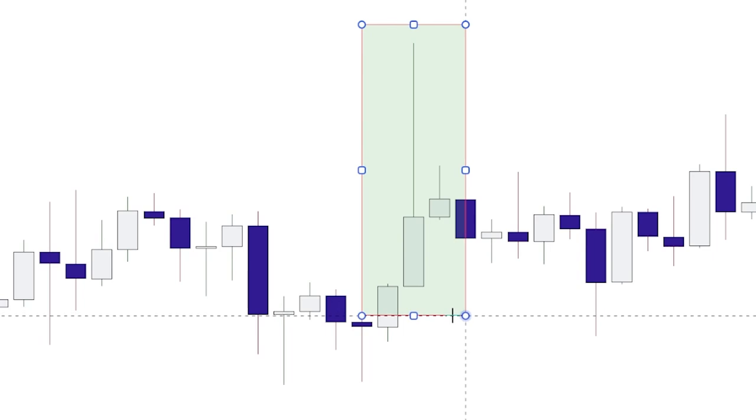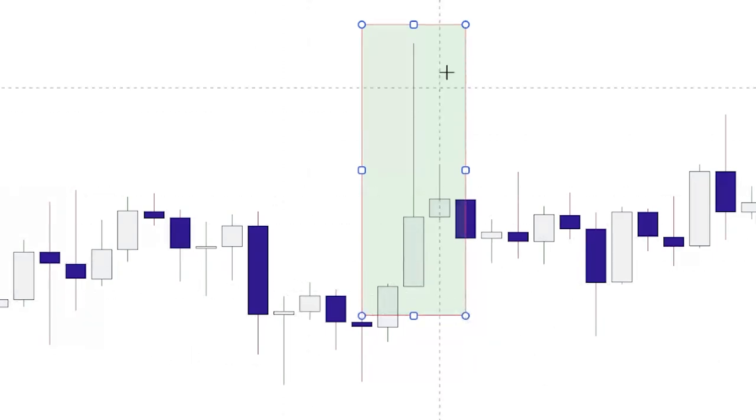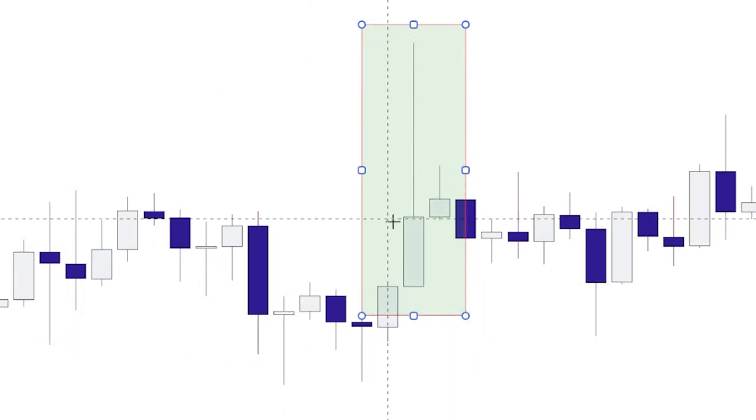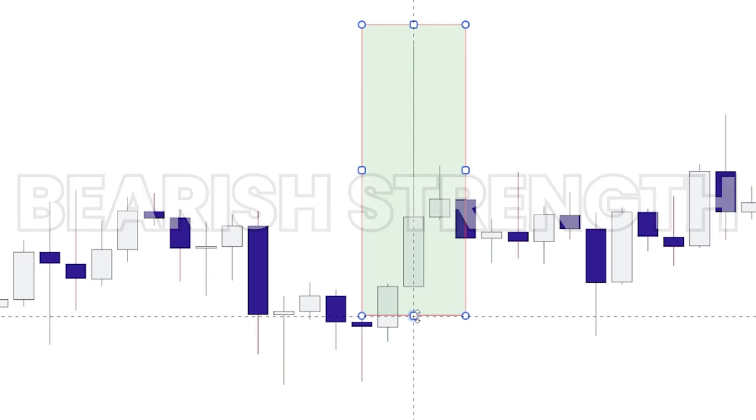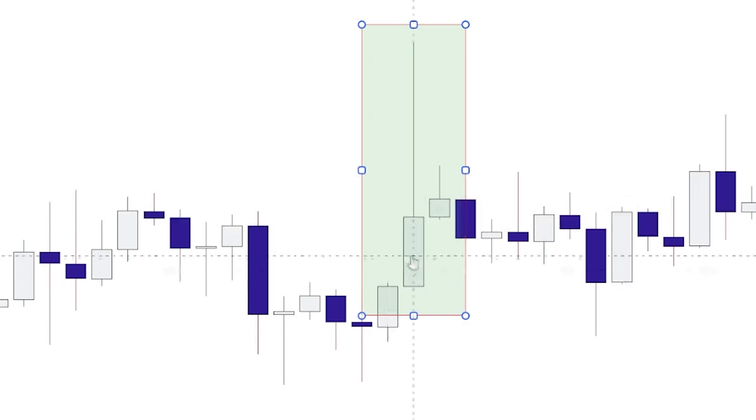I want you to take a look over here and you'll see a very similar thing. A huge price push down outside of the body of the candle. This shows selling pressure. This shows strength from the bears. The color of the body, we don't care about. We're just looking at wicks right now.